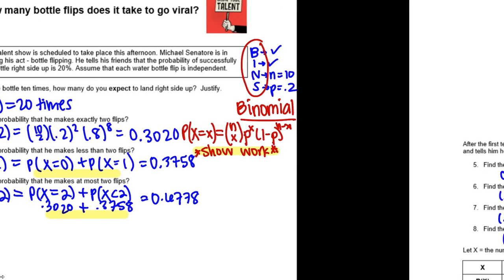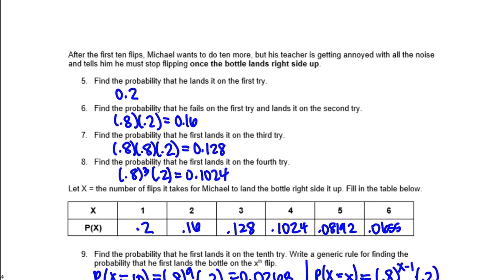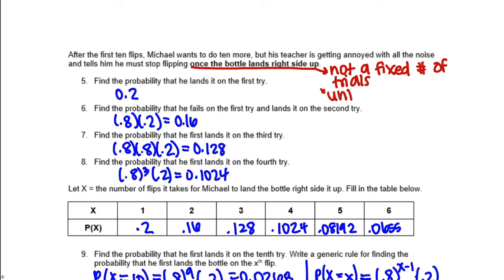Okay, now we're moving on to something that's not binomial, and it's not because when it says once the bottle lands right side up, that makes it not a fixed number of trials. So that's specifically what we say, until the first success, and that's going to be called geometric, not binomial.